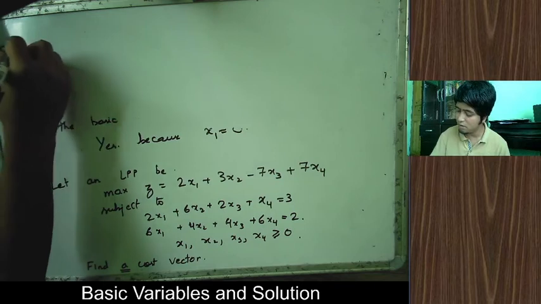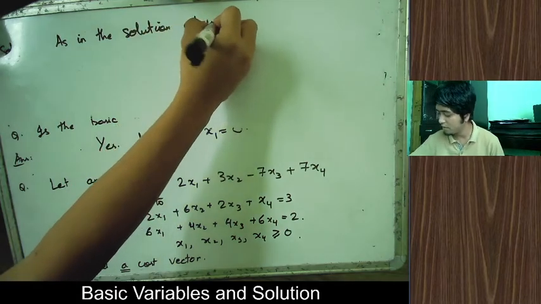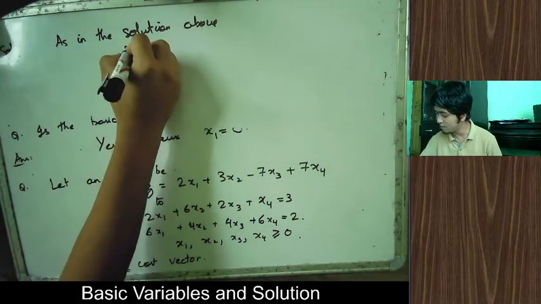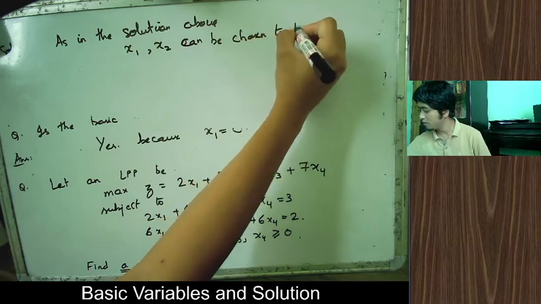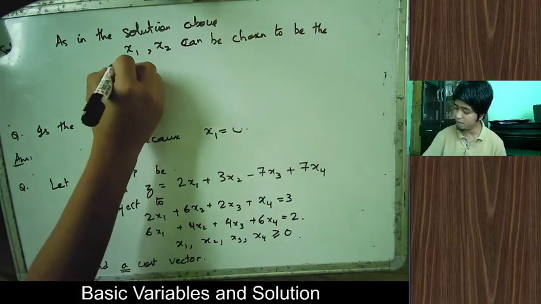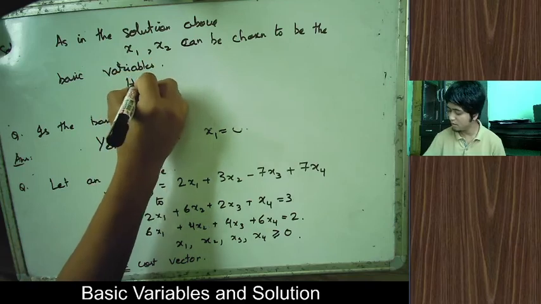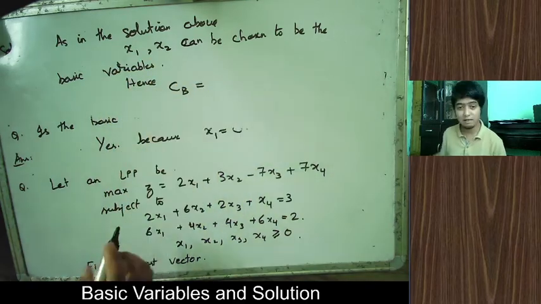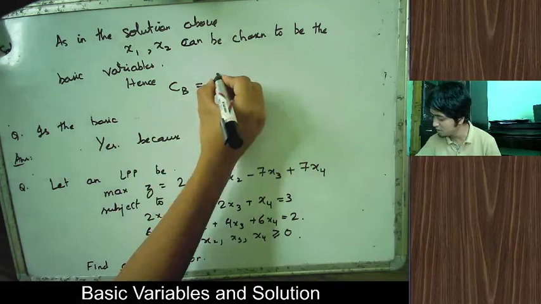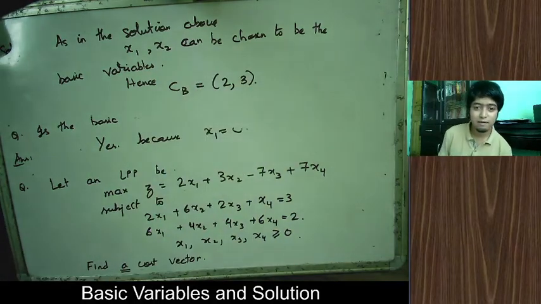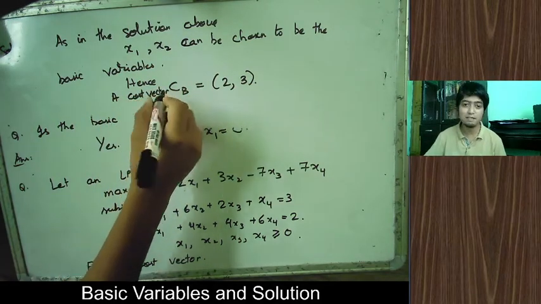As in the solution above, the first part that we were doing, x1 and x2 can be chosen to be the basic variables. Hence the cost vector will be the coefficients in the objective function of x1 and x2, which are 2 and 3. Hence the cost vector is CB equal to (2, 3).